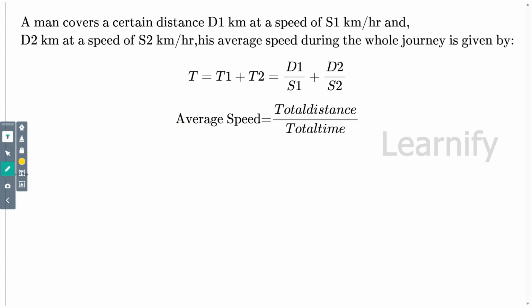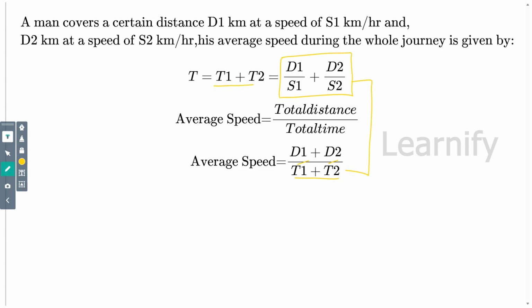Average speed equals total distance by total time. What is the total distance? d1 plus d2. What is the total time? t1 plus t2. Here in the problem, t1 and t2 are not given, so eliminate t1 and t2. t1 plus t2 equals d1 by s1 plus d2 by s2, so we will replace t1 plus t2 with this.